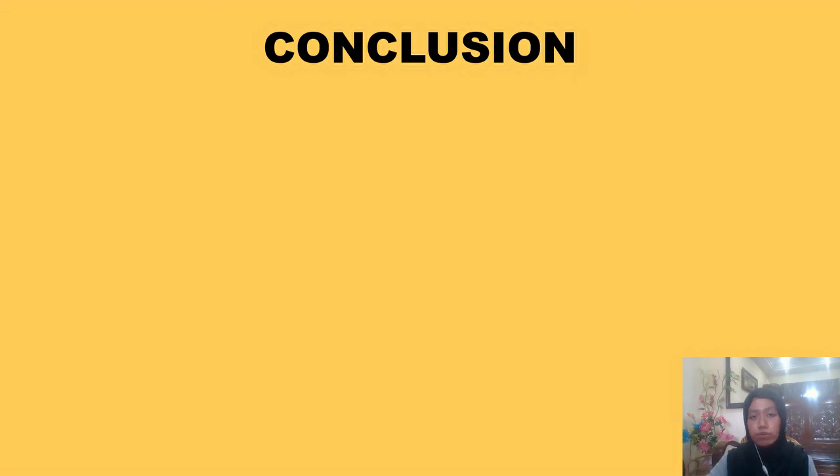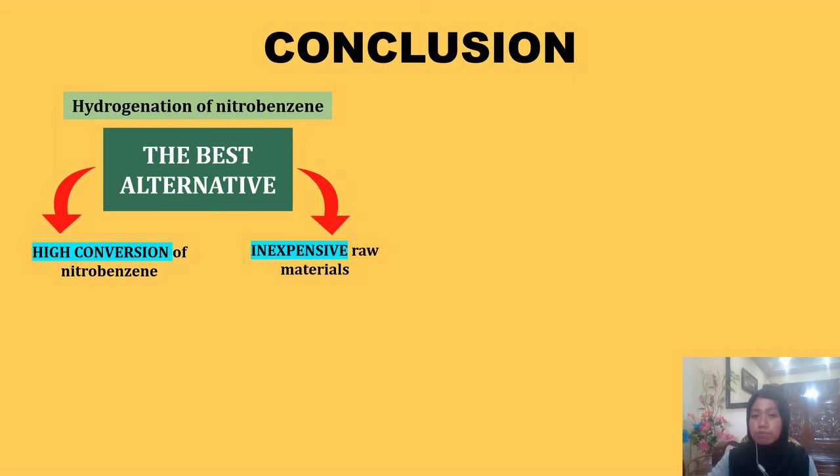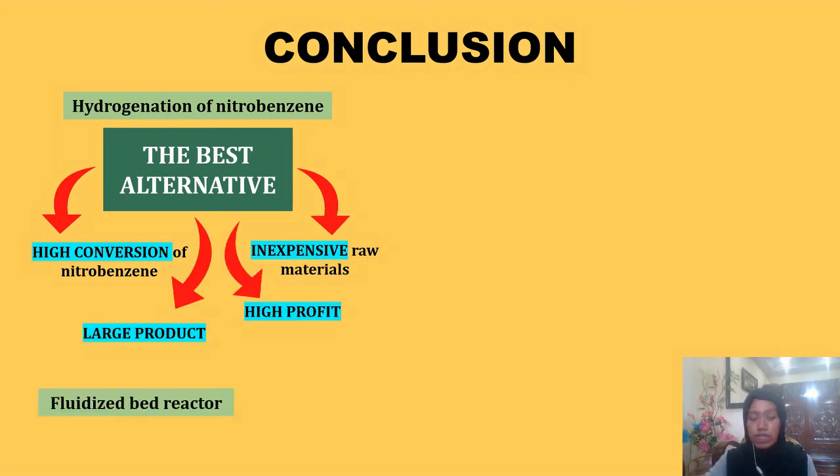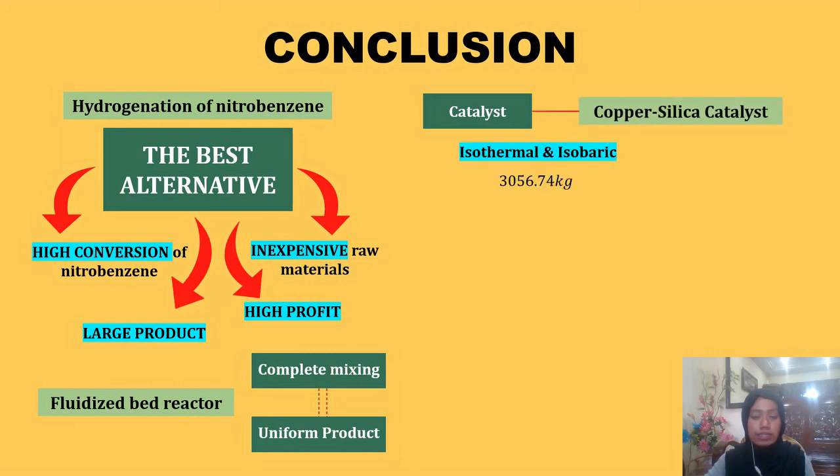In conclusion, the process of hydrogenation of nitrobenzene is the best alternative for the production of 10 MTA aniline as it gives high conversion of nitrobenzene, uses inexpensive raw materials, produces a large amount of product and gives high profit. The reactor used is a fluidized bed reactor as it gives complete mixing for uniform production of product. The catalyst used is a copper silica catalyst and the weight of catalyst differs under different conditions, which are isothermal and isobaric, and non-isobaric.